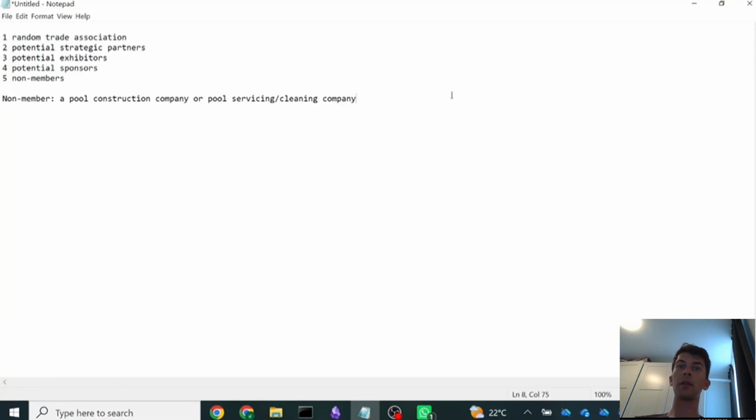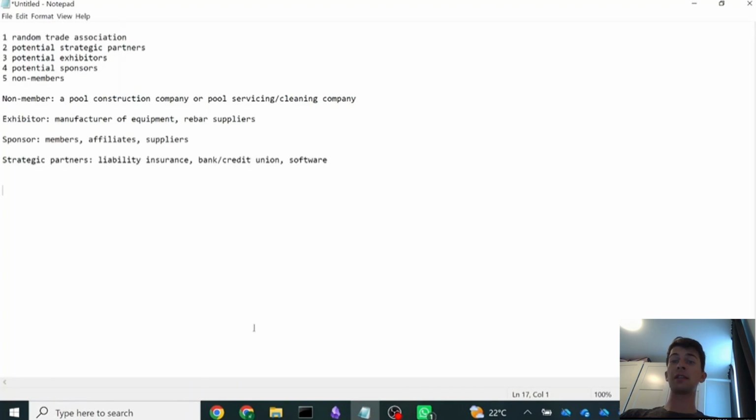A non-member who could be a member would be a pool construction company or pool servicing or cleaning company. An example of an exhibitor in this case would be something industry adjacent that services the construction companies or servicing and cleaning companies. So it could be, for example, a manufacturer of pool construction equipment, or something that helps with the construction of pools themselves, like rebar.